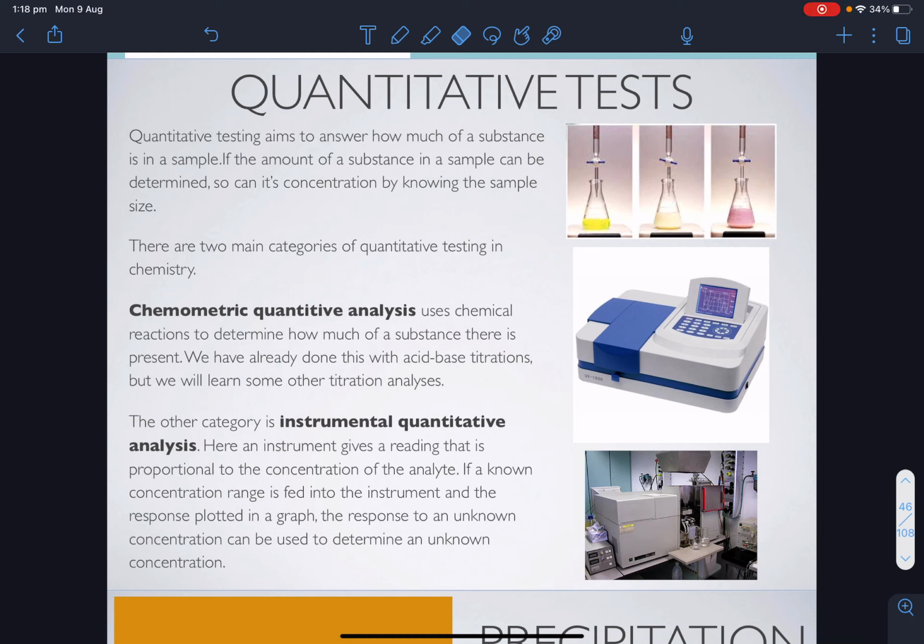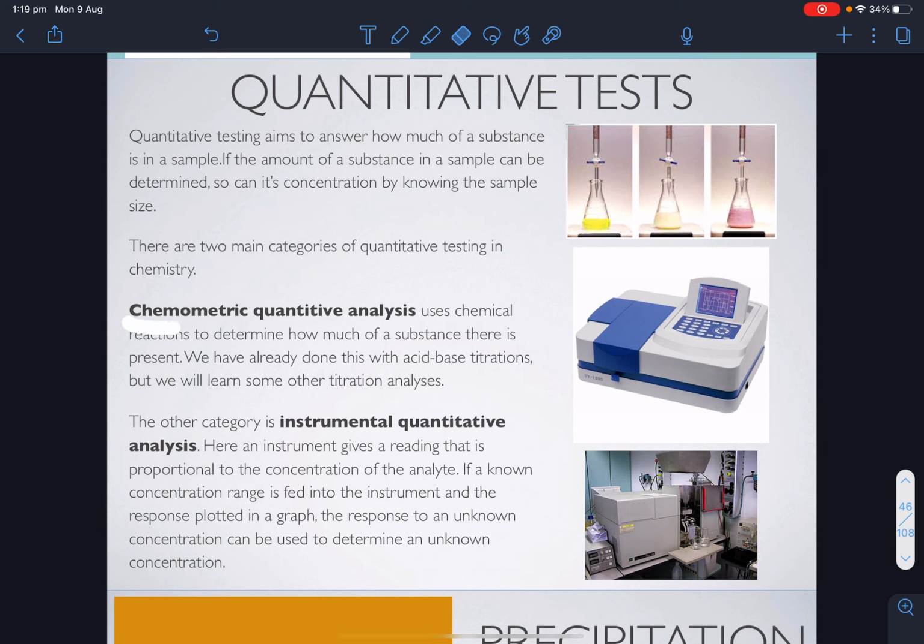Okay guys, we're starting off with our quantitative test now. So we're done qualitative, trying to detect if something is there. Now we're doing tests to find out how much of something is there, okay? And you can break these broadly down into two ways, and I've put them in bold here.